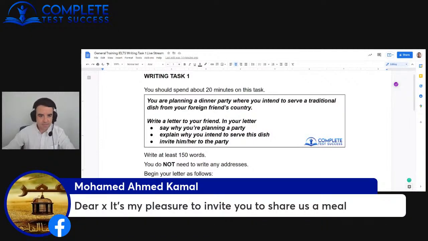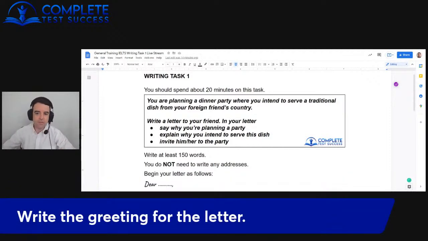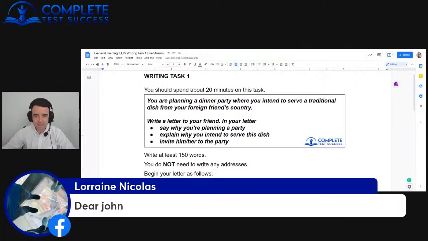Mohammed, "Dear X, it's my pleasure to invite you to share us a meal." So we would just start with the "Dear." So what is X? Depending on whether you're writing a formal or an informal letter, you're going to have to adjust it. So sometimes at the bottom of the question, you can see it says, begin your letter as follows: "Dear ...," comma. Depending on whether it's formal or informal, you'll have to write it differently.